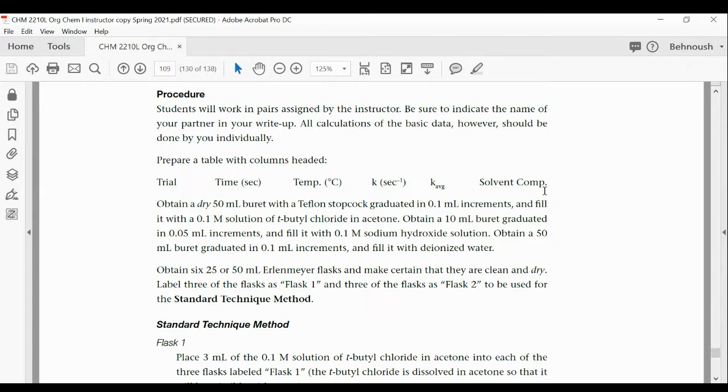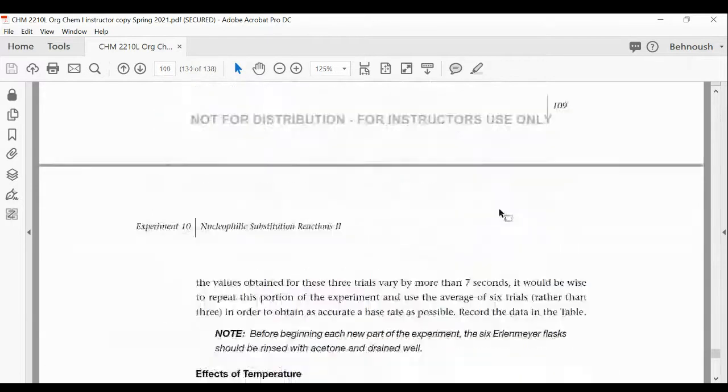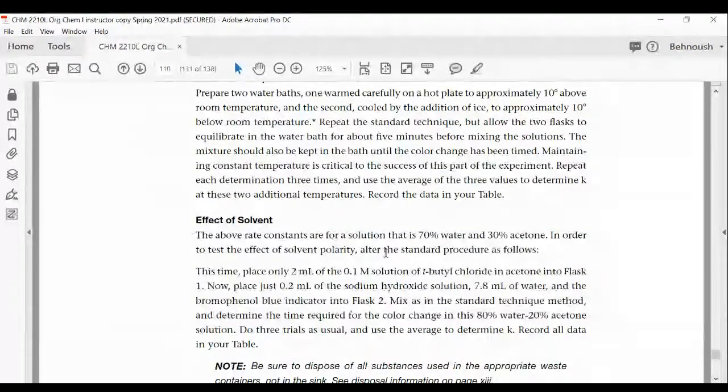The solvent composition at the standard at the beginning is 70%, but when you want to see the effect of the solvent, you are going to use 2 milliliters of the solution in acetone, and then the rest is water, then it's going to be 80%. So it's going to change from 70% to 80% of water and 20% of acetone. So you're changing the composition, and you record that in the table.